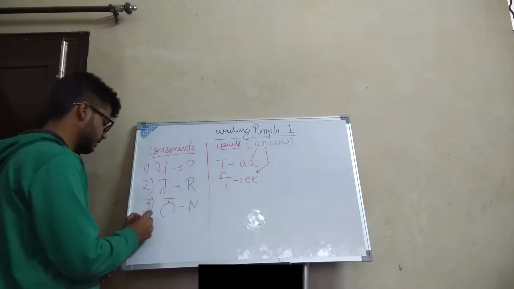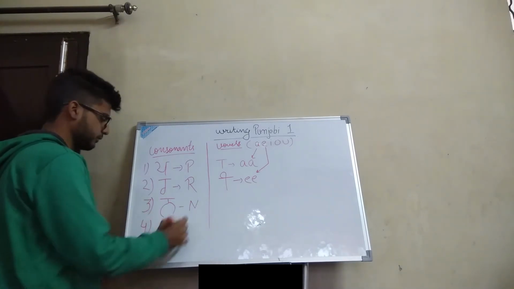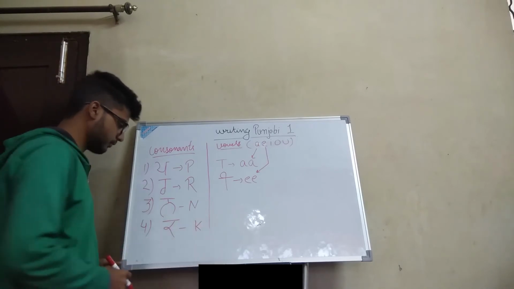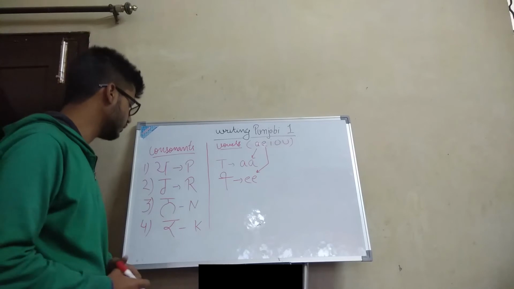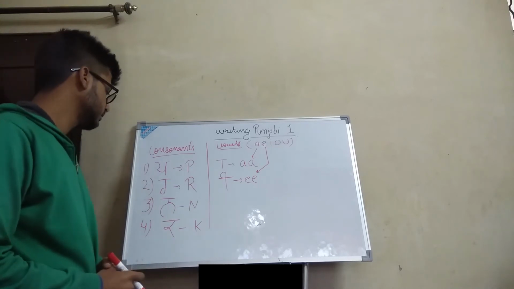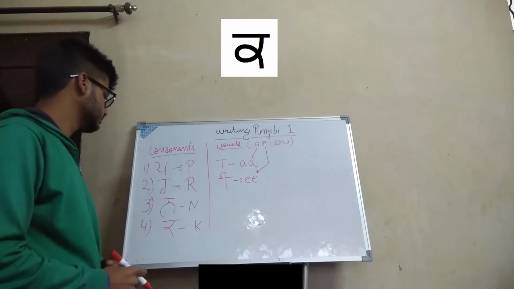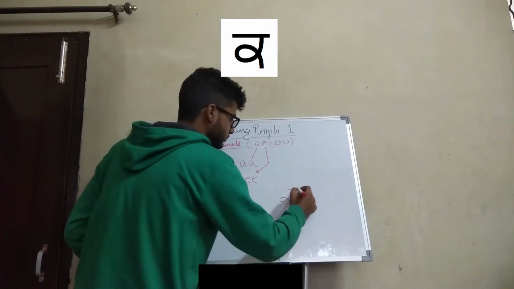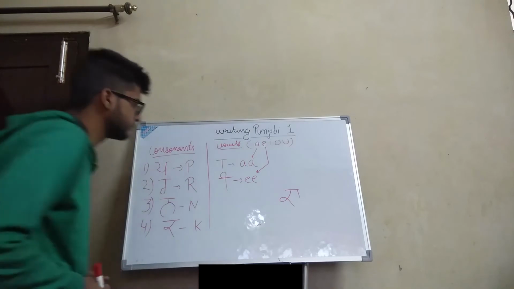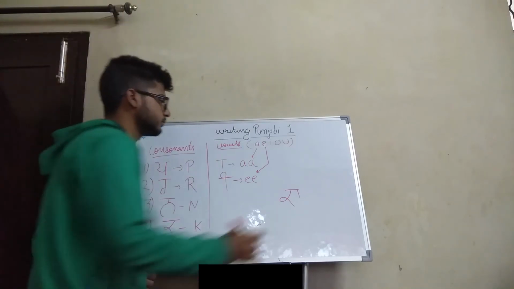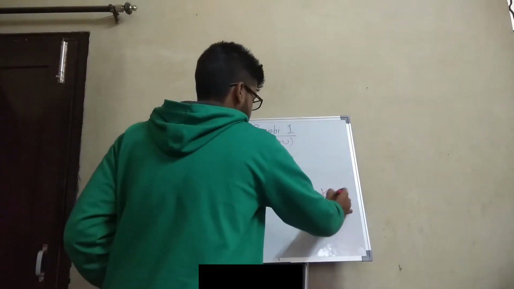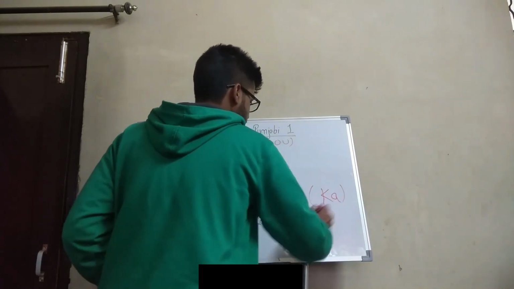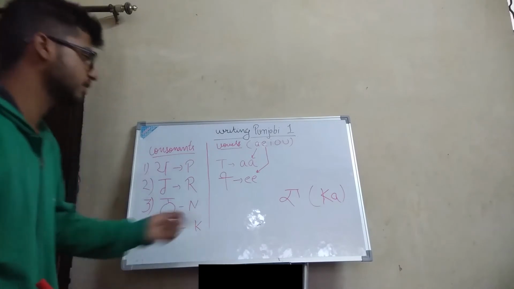So the fourth one in this list is K. This is how we write K in Punjabi. Making some words from K. Try to read this. We have K, we have A. Ka. It's ka.